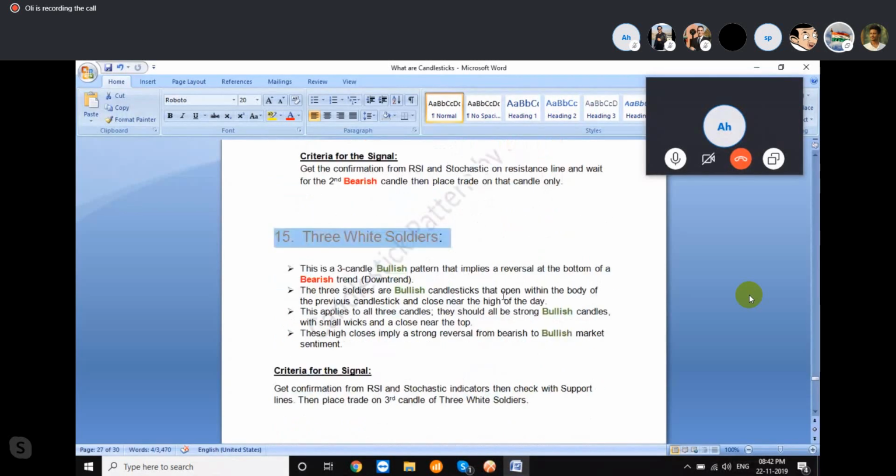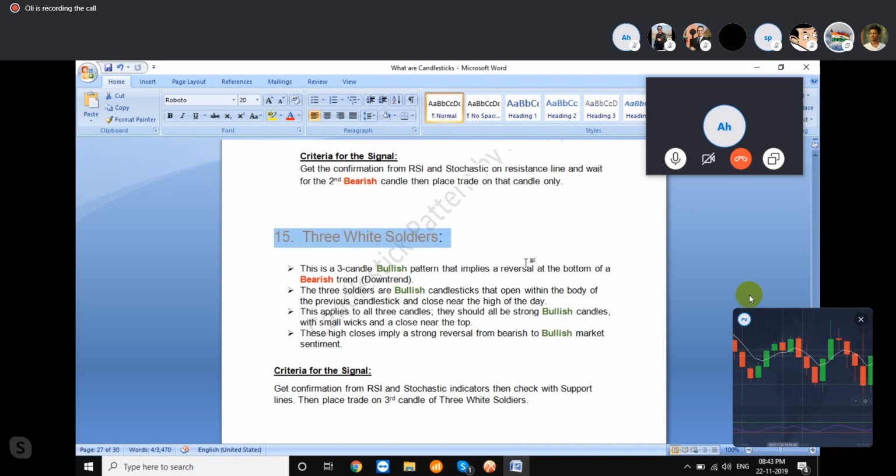Sir, actually, three white soldiers is when we see three strong bullish candles from the support area. Then what happened after that? The market continuously goes more up. So if three white soldiers form, where will we be placing the trade? It's a call option, or a call option on the fourth candle? Yes.